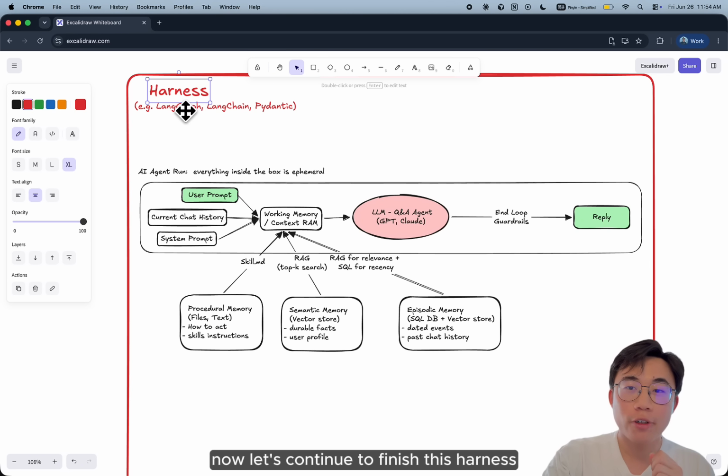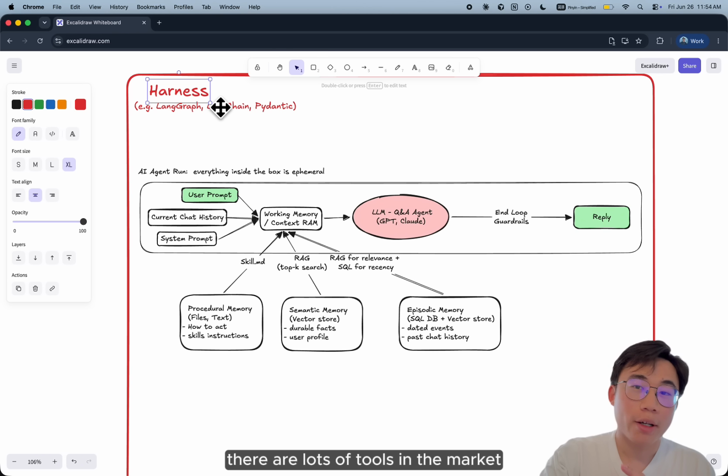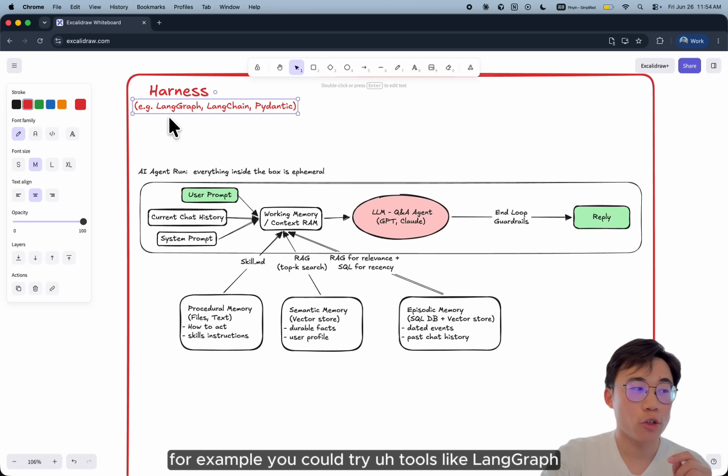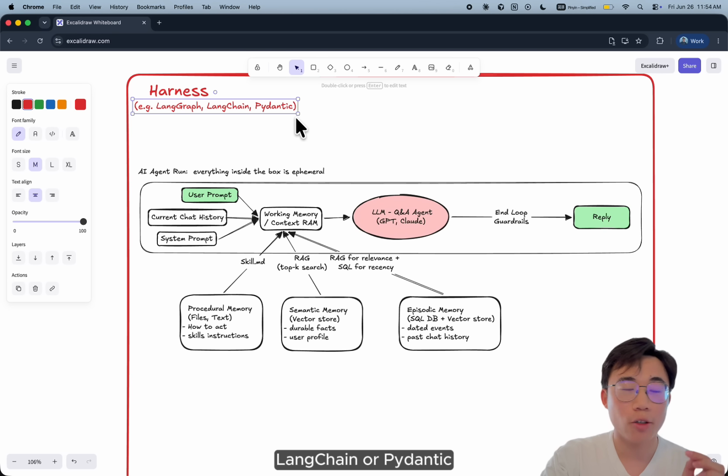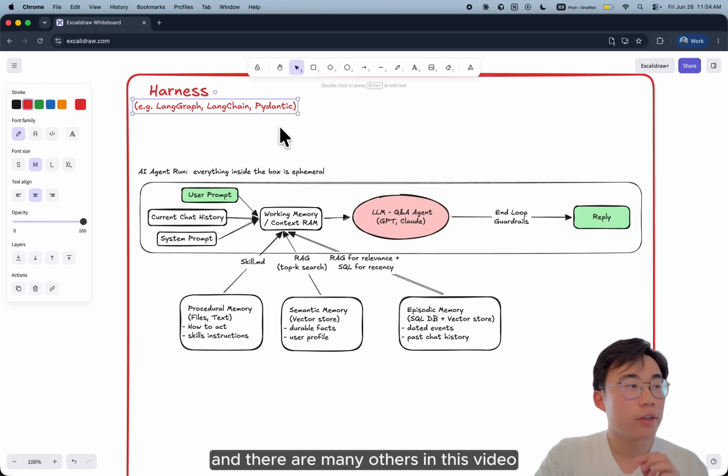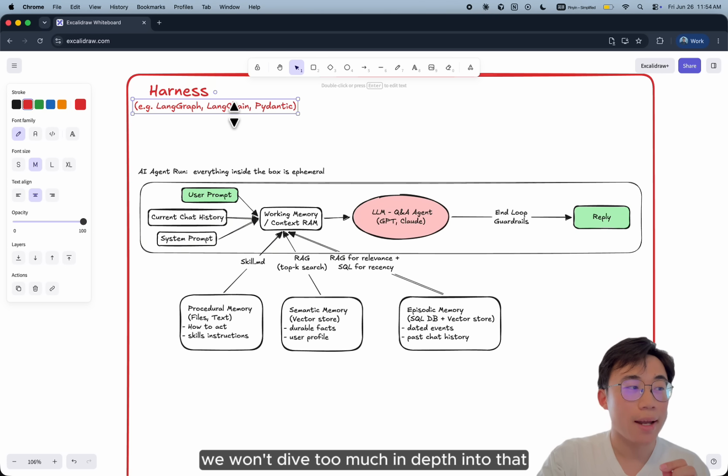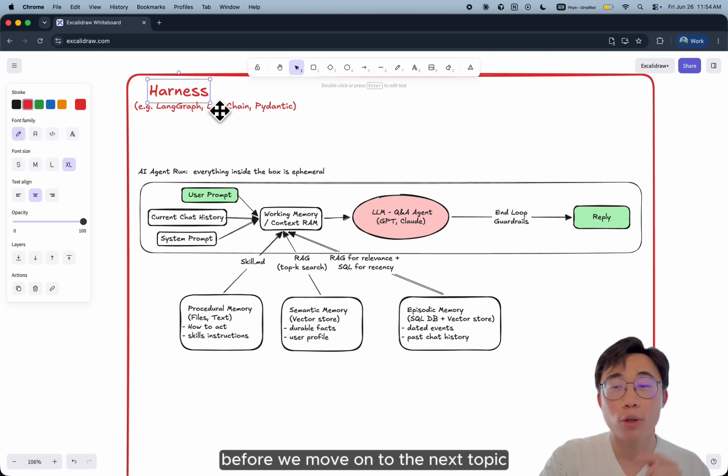Now let's continue to finish this harness. There are lots of tools on the market that are already quite useful. For example, you could try tools like LangGraph, LangChain, or PydanticAI, and there are many others. In this video, we won't dive too much in depth into that, and we're going to finish building up this harness before we move on to the next topic.